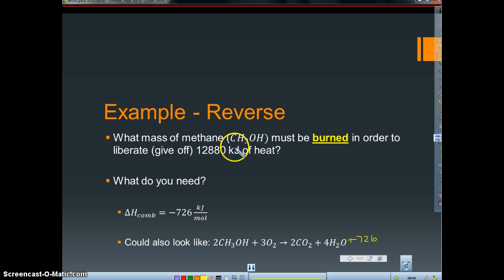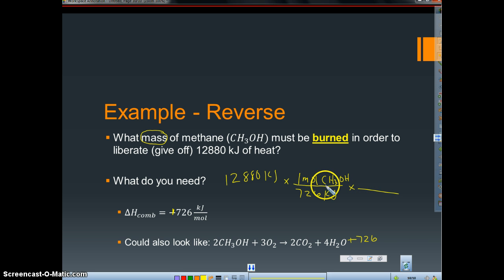So let's go ahead and take a look. Here I know I'm starting with 12,880 kilojoules of heat. And my delta H value, I'm going to make mine positive, so the signs match. And my delta H value for methane combusting is 726. So if I'm starting with heat and I want to get to grams, the first thing I can do, this value again relates how much heat is given off for 1 mole. So if kilojoules is on the top here, it's got to cancel, and I'll put that on the bottom. So 726 per 1 mole of methane, CH3OH.